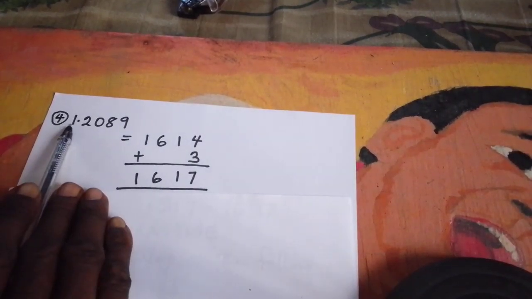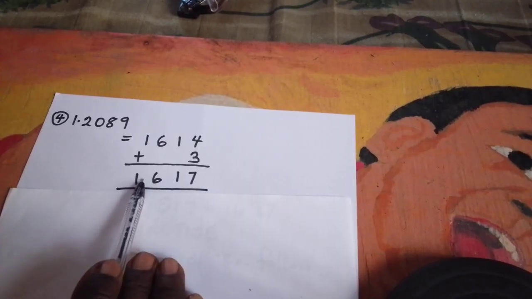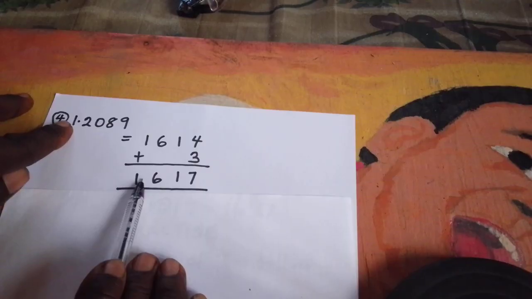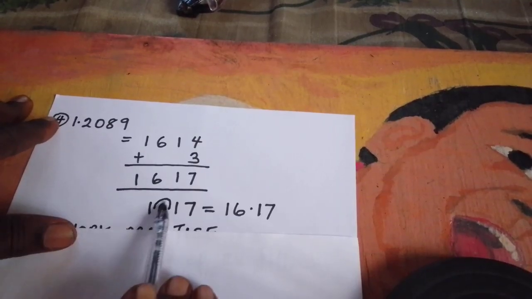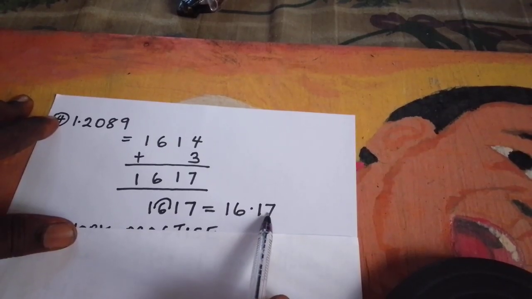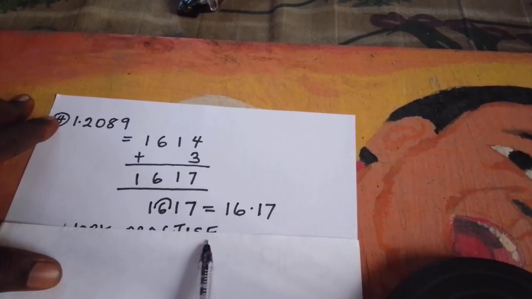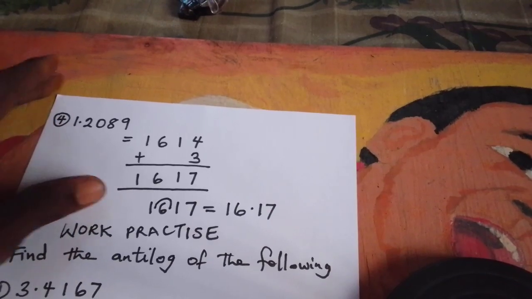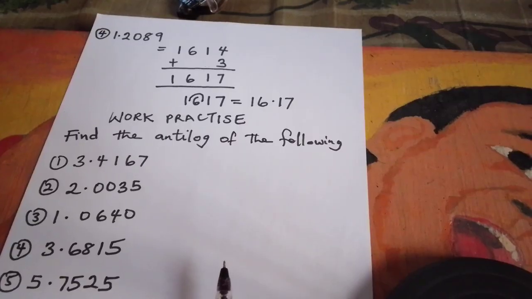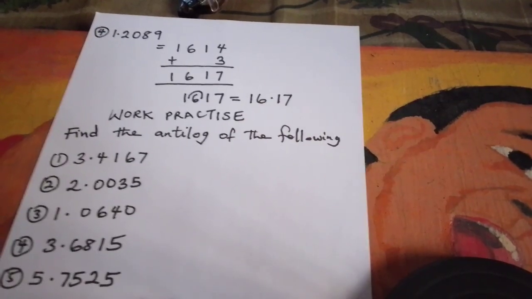It is taken that the decimal point is originally between 1 and 6 here. So you have to move it once. So you now have 16.17. For your practice work, you have to find the antilog of the following.